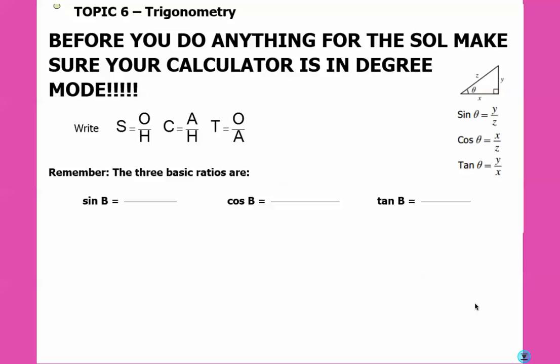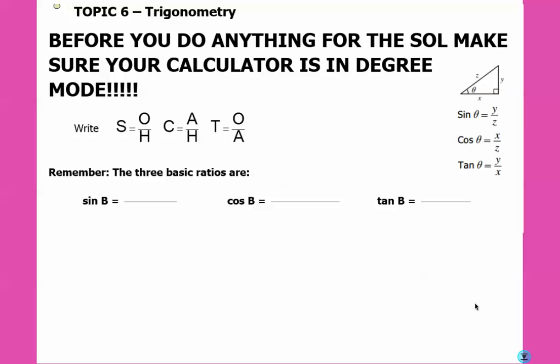All right, topic number 6, trigonometry. Before you do anything for the SOL, make sure your calculator is in degree mode, because once you start going, you're going to forget to check. So as soon as you get your calculator and they say begin your test, make sure it's in degree mode.